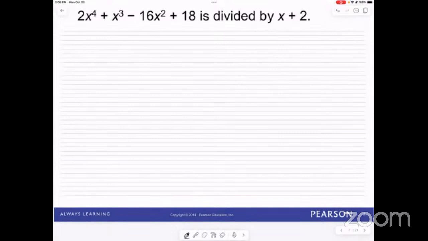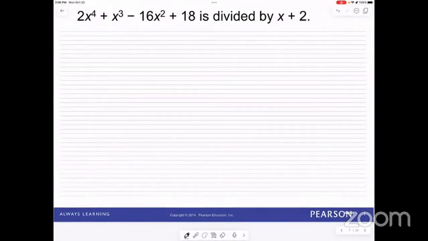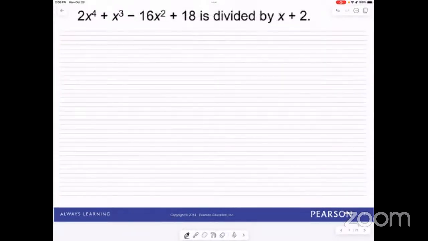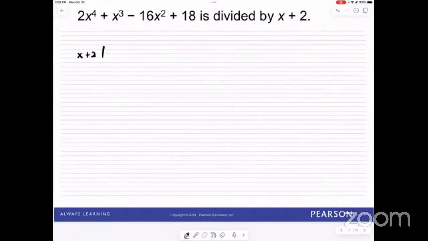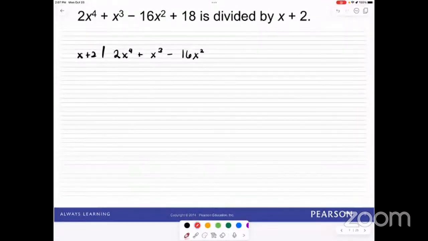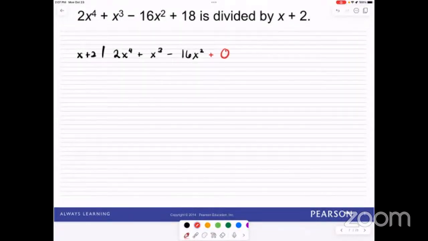Okay. We have this x plus 2 divided into 2x to the power of 4 plus x to the power of 3 minus 16x squared. Notice we're missing x to the power of 1, so we actually need a placeholder here. So we're going to say plus 0x, because every power needs to be accounted for. And then lastly, we have plus 18. All right.